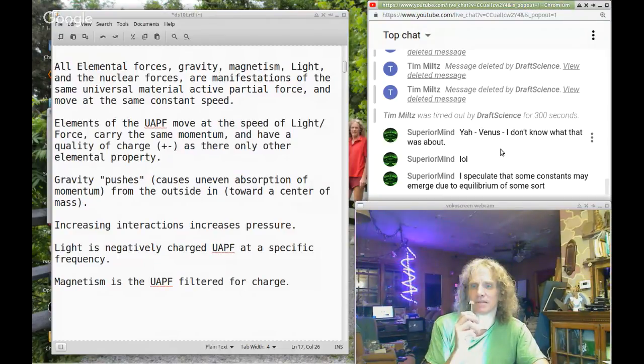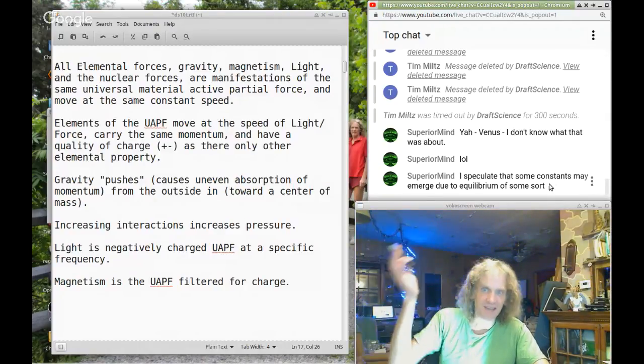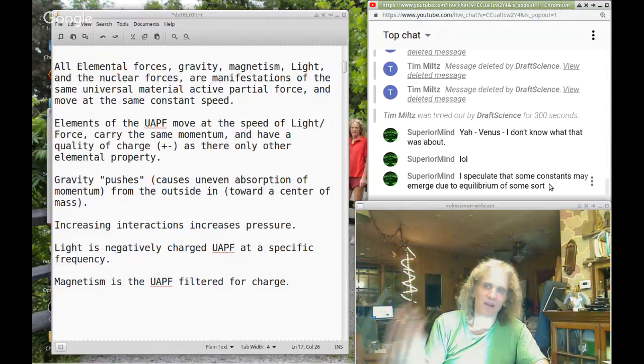Oh, it's funny. I speculate that some constants may emerge due to equilibrium of some sort. Well, obviously some of the constants are just byproducts of the underlying consistency of the mechanism. So again, I don't even know why I have to have this argument.